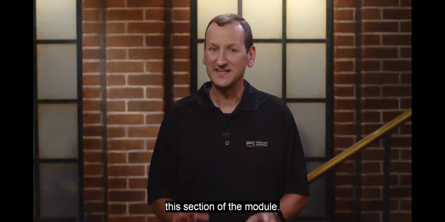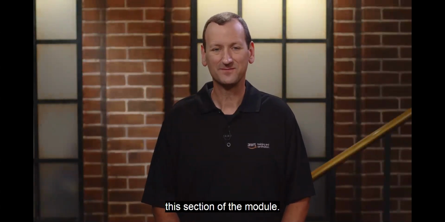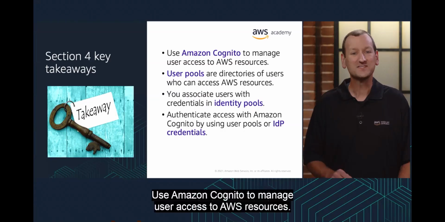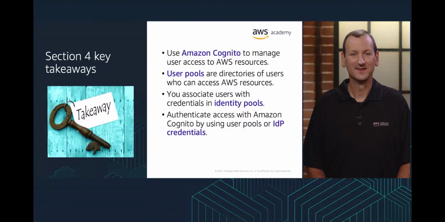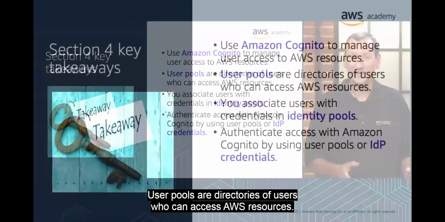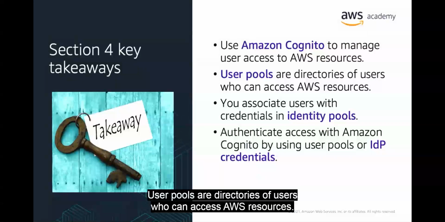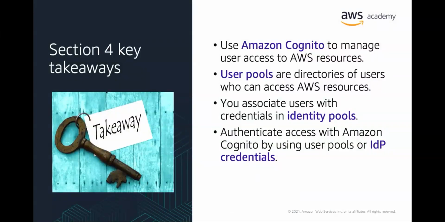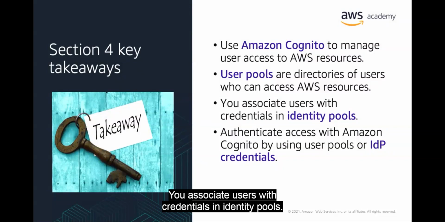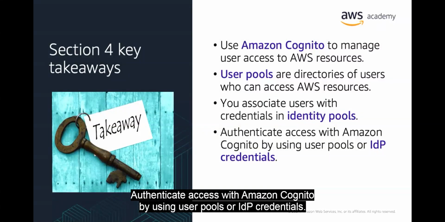Let's review some key takeaways from this section of the module. Use Amazon Cognito to manage user access to AWS resources. User pools are directories of users who can access AWS resources. You associate users with credentials in identity pools. Authenticate access with Amazon Cognito by using user pools or IDP credentials.